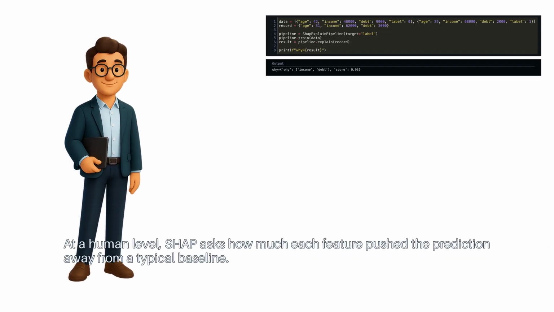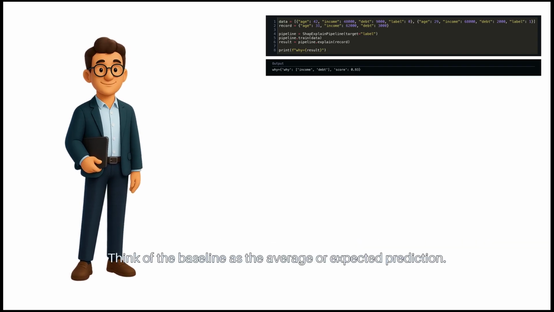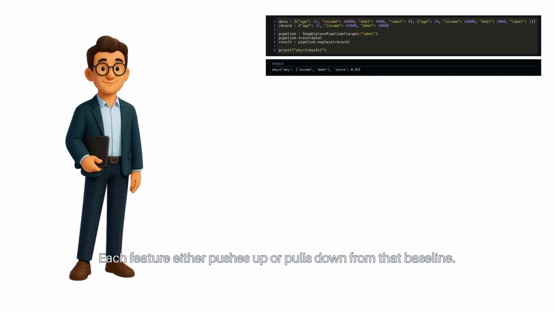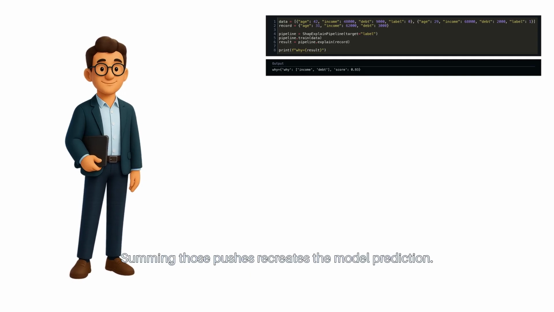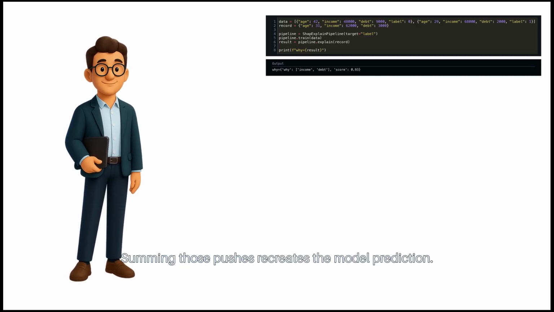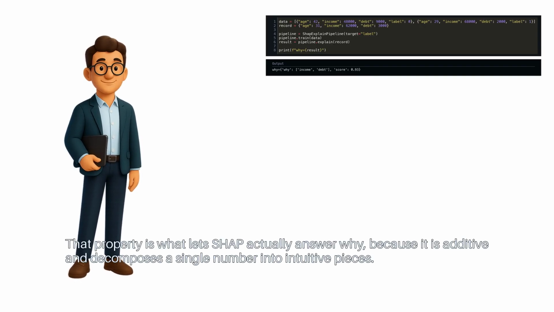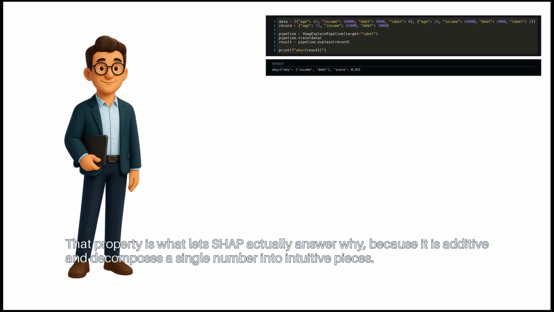At a human level, SHAP asks how much each feature pushed the prediction away from a typical baseline. Think of the baseline as the average or expected prediction. Each feature either pushes up or pulls down from that baseline. Summing those pushes recreates the model prediction. That property is what lets SHAP actually answer why, because it is additive and decomposes a single number into intuitive pieces.